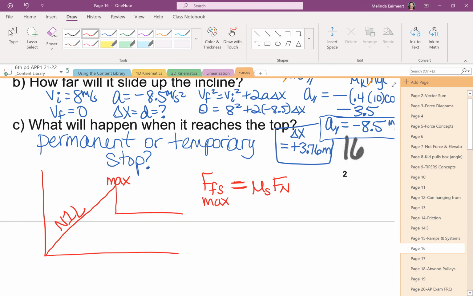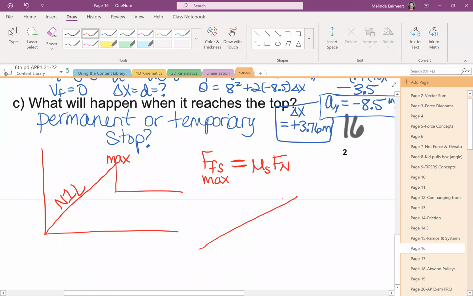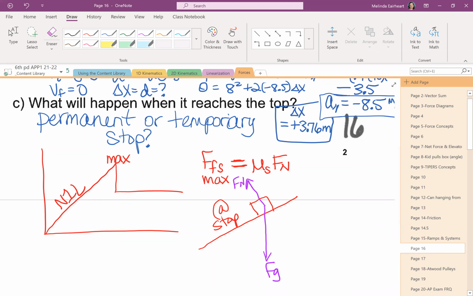And so let's assume for a second it comes to a stop, permanent stop. And so what would our diagram look like? Let's see. And so if it's at a stop, what forces are working on it? We got that gravitational force and the normal force, same. But if it stops, friction, static friction, still down the ramp? Who's pulling it down the ramp?